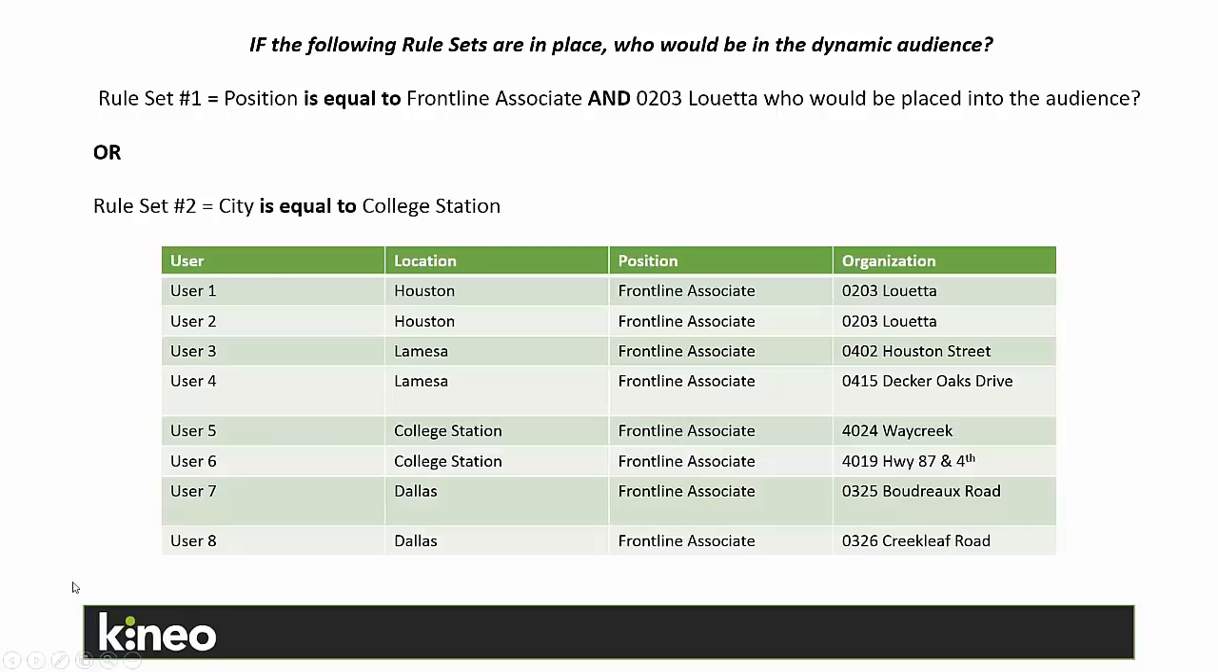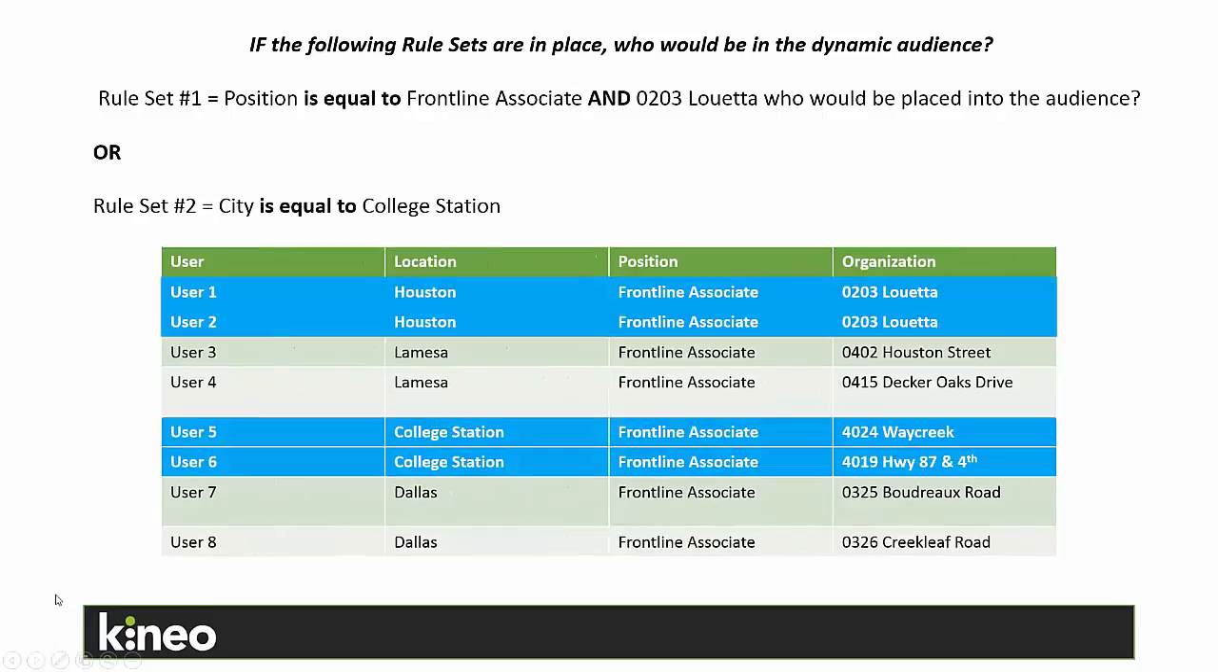We've got the same set of users, different rules. Rule set number 1: the position is equal to frontline associate and the Luetta store, or we have an additional rule set: or their city is equal to College Station. Yes, that and statement, Steve, it'll get you. JP is saying 1, 2, 5, and 6. Same for Tim. All right, everybody's in agreement. You win. Cool.